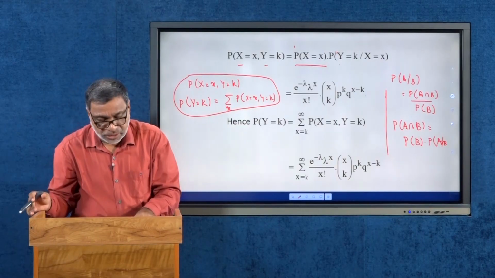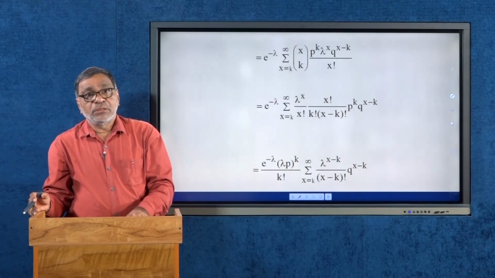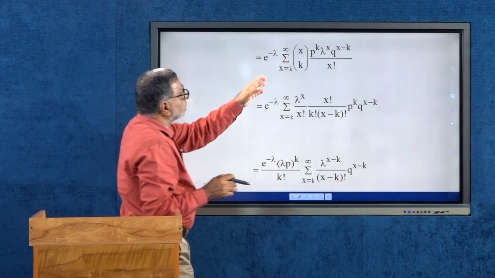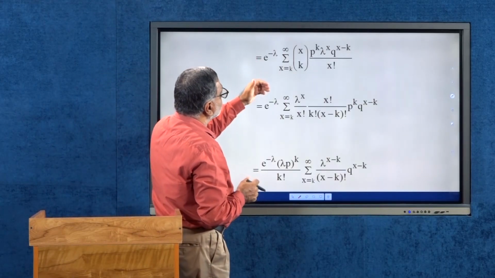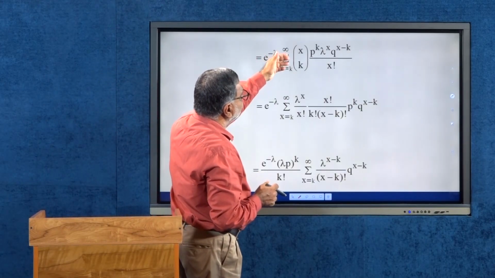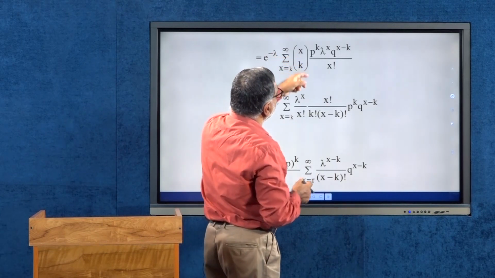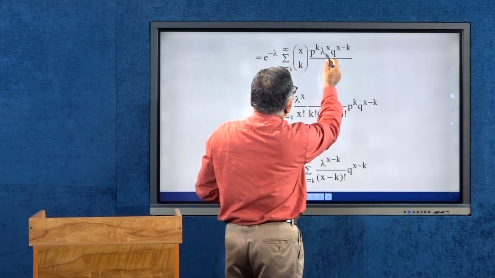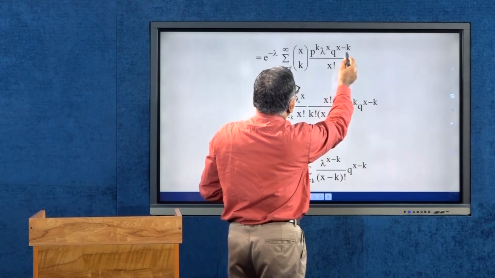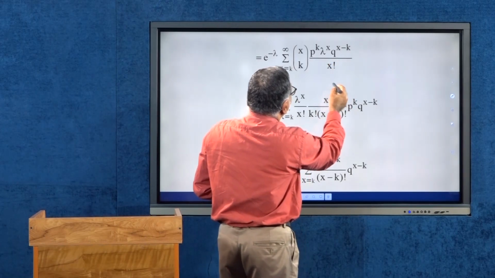So, simplifying that expression, you will get e power minus lambda taken outside, sigma x is equal to k to infinity x c k, and combine the factors p power k, lambda power x, q power x minus k divided by x factorial.